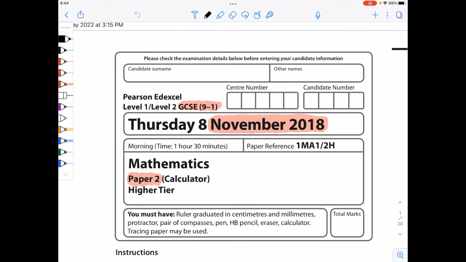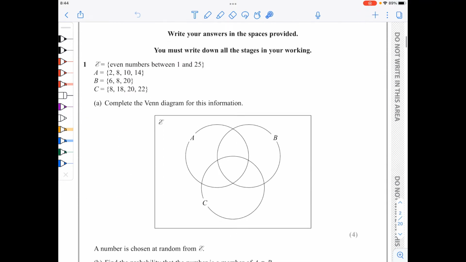Hi everyone, today we'll be looking at the November 2018 paper 2 of the GCSE mathematics. Question 1, we're being told that the universal set consists of all even numbers between 1 and 25, and we've got three sets A, B, and C, and we need to complete the Venn diagram with this information.